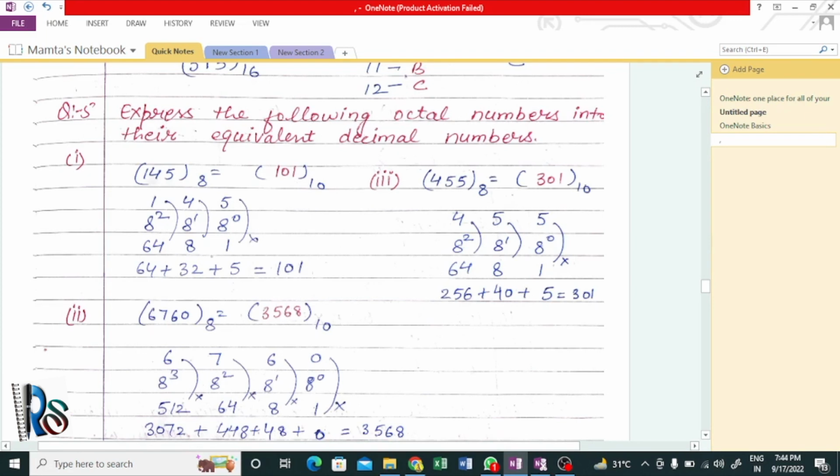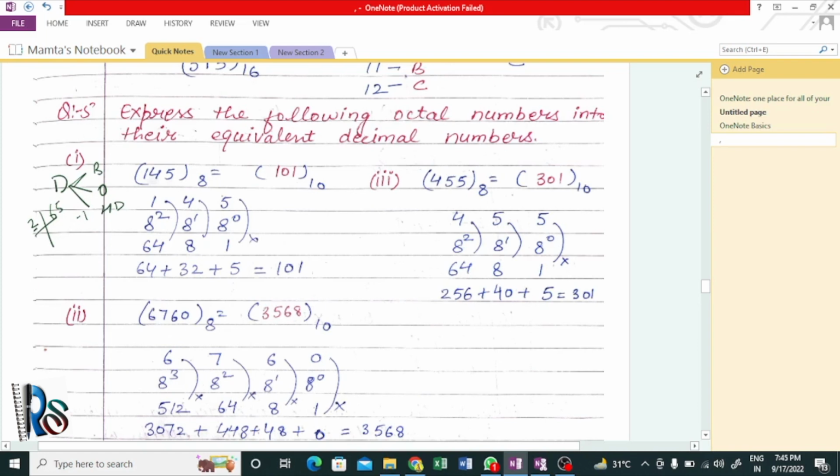Like if the number is given in decimal, and we need to convert it into other number systems, binary, octal, hexadecimal, at that time we need to divide the number like this. 65 is written and we need to convert it into binary. So we'll divide it by 2 and every time we will note down the remainder.